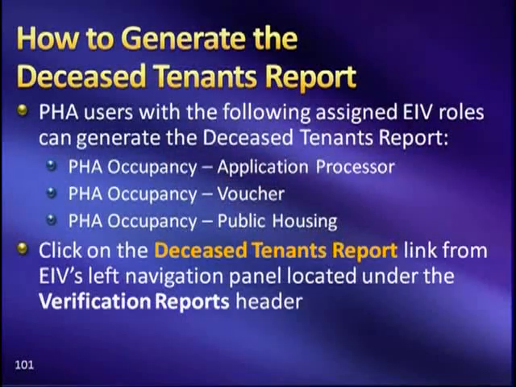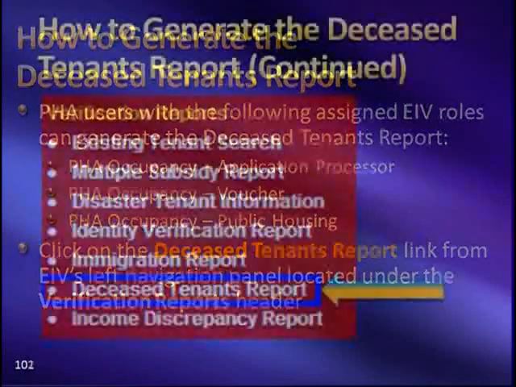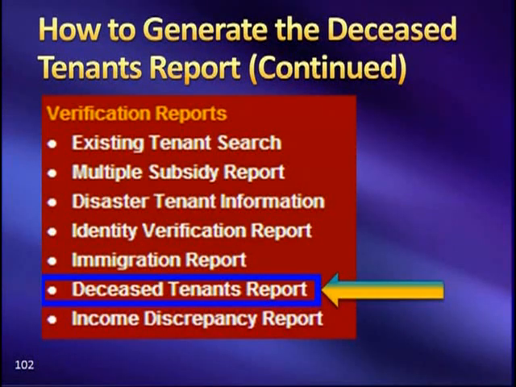Notice again, generating the deceased tenants report, very simplistic. Notice the same roles again can access the deceased tenants report, including your applicant. Your applications processor can access the deceased tenants report, and then anybody who's viewing EIV income information in the system can access this report. And I can't make it any simpler. I want to see the deceased tenants report. Which link do I click on?